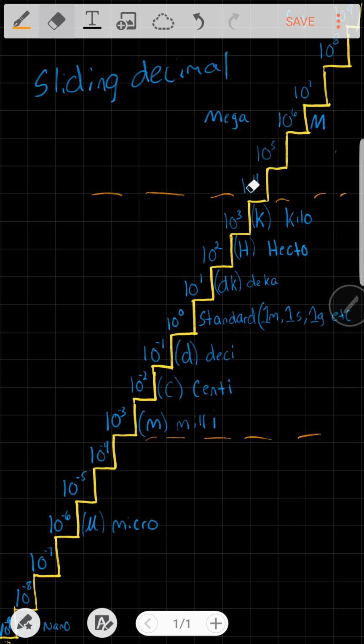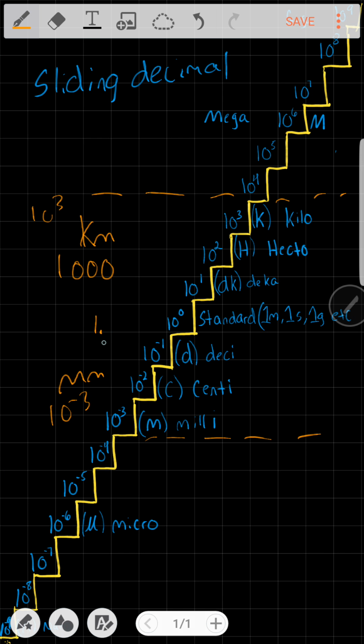Let's go ahead and look at the rest of the chart here. We understand the km is going to be the 1000 mark. Come all the way down here to the 10 to the negative 3, the mm. What's that one going to be? That one's going to be 1.0, and I'm going to move it to the left 3 places. 1, 2, 3. That's going to be 3 decimal places there.